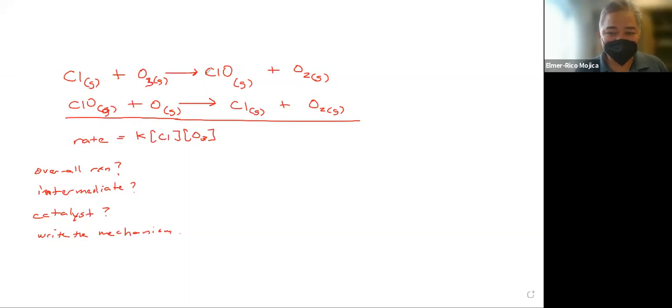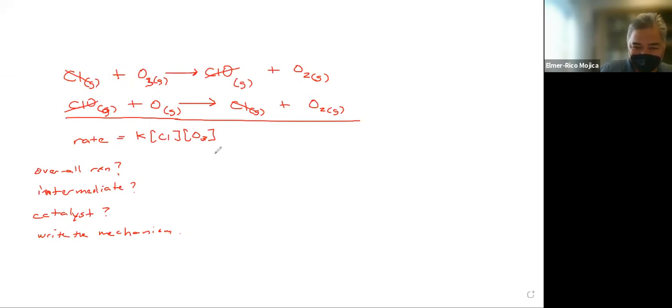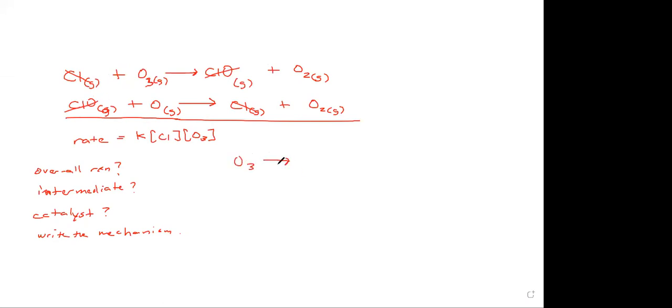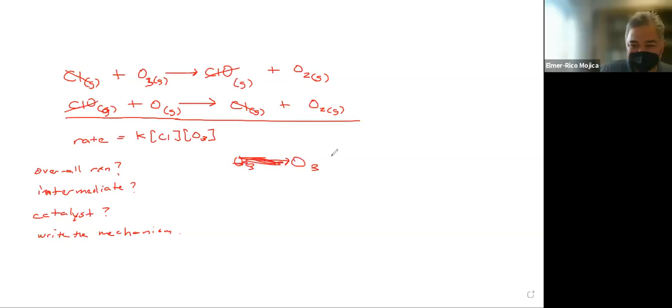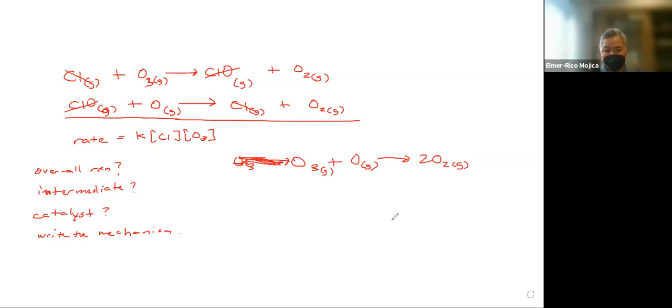So you have the ClO. What else? Is ClO the only one that is common on both sides of the reaction? Or if you're going to add the reaction, you have chlorine gas as a reactant in the reaction. So if you have that, what do you end up with? O3 reacting with O to produce 2O2. So this is the reaction of ozone.